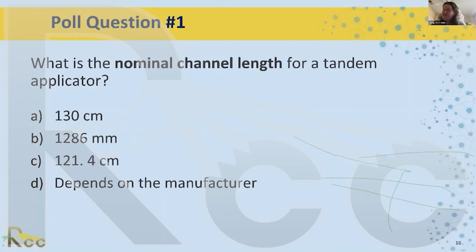And yeah, it depends on the manufacturer. There are differences between the systems. So for the vendor I had before, until last year, 130 centimeters would have been correct for me. Now it's actually a different answer. And so it depends on the manufacturer, and you should make sure that you know for your system what that is. Thank you. Let's continue with the lecture.